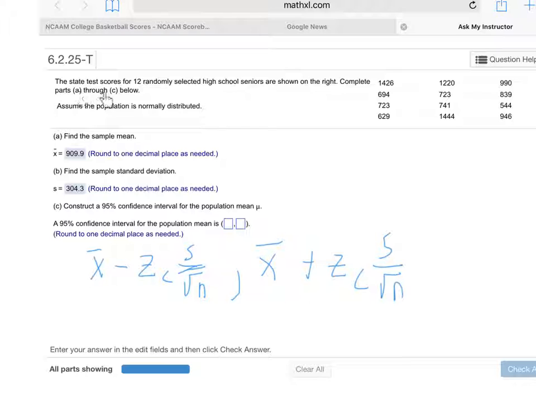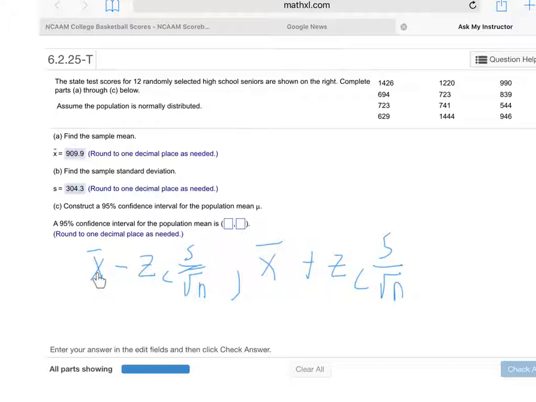I guess you got 12 scores here showing. You went ahead and found the sample mean and the sample standard deviation. And you want to find a 95% confidence interval for the population mean here. So I put the formula here.